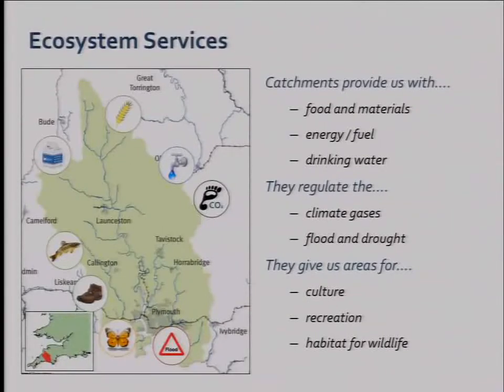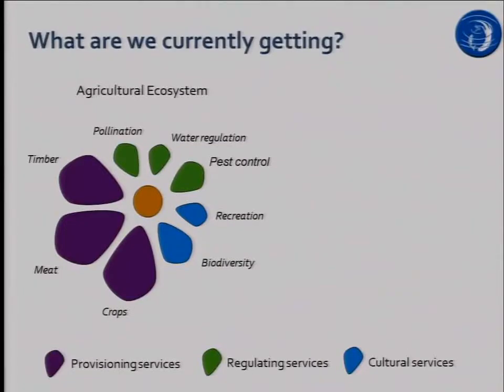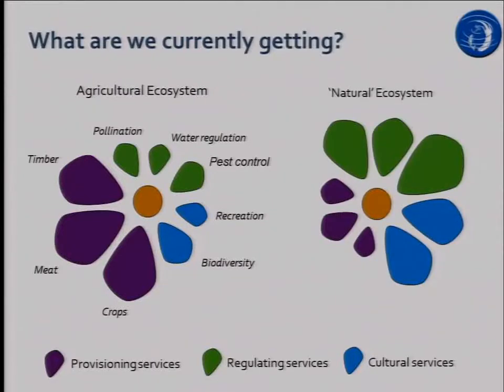a value. But the imbalance in the system at the moment, in our agricultural ecosystem, means that we're seeing these food and fuel services dominating. And really what we need to return to is a more balanced ecosystem where all of the services have value and that the landowners get paid for those services.